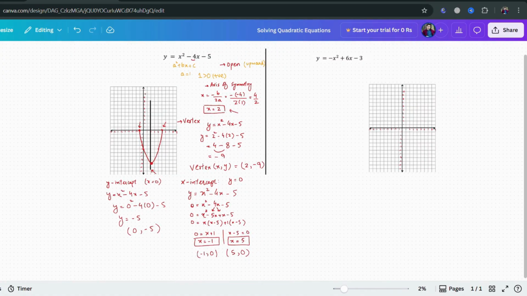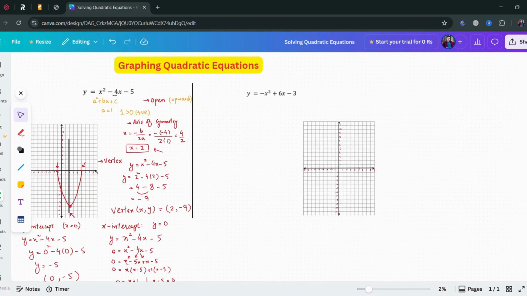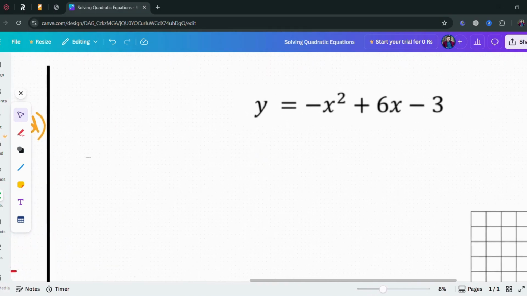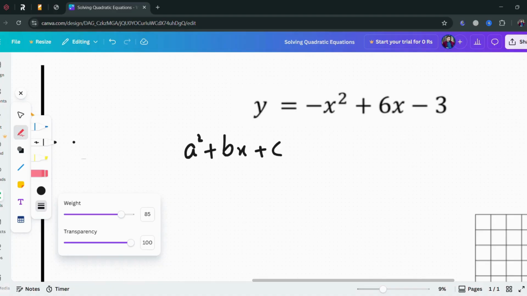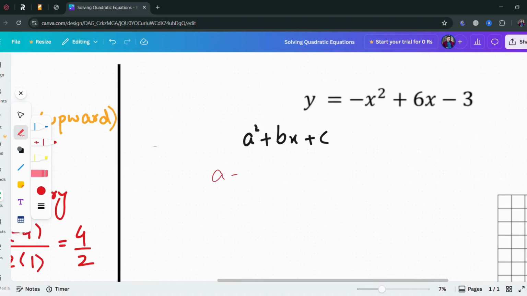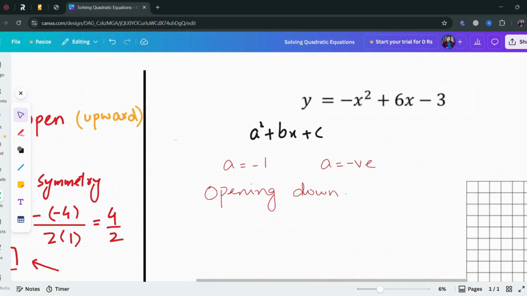So now let's move towards the second question. For this one, we will do the exact same process. The first thing we will do is compare it with ax squared plus bx plus c, just to check if the parabola is opening upward or downward, all right? As we can see, a is equivalent to negative 1, which means a is negative. As it is negative, the parabola will be opening downward, okay? So we know that the parabola is going to open downward.